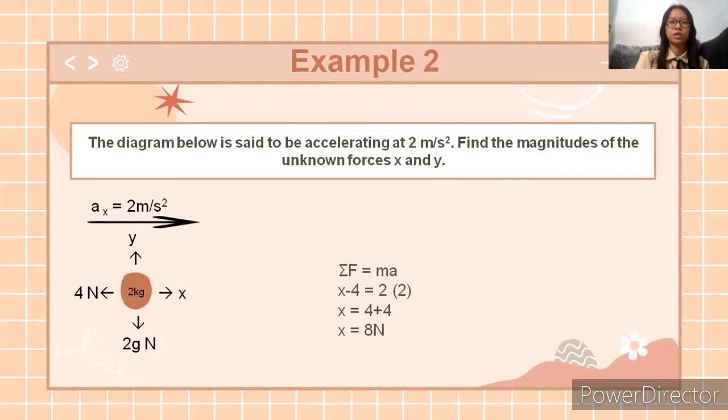Next, we're gonna solve for the y-axis. Y is equal to 2g, or 2 gravity. Y is equal to 2 times 9.8, which is the gravity. Y is equal to 19.6 Newton. For the y-axis, we don't use sigma F is equal to mass times acceleration because there's no acceleration in the y-axis.